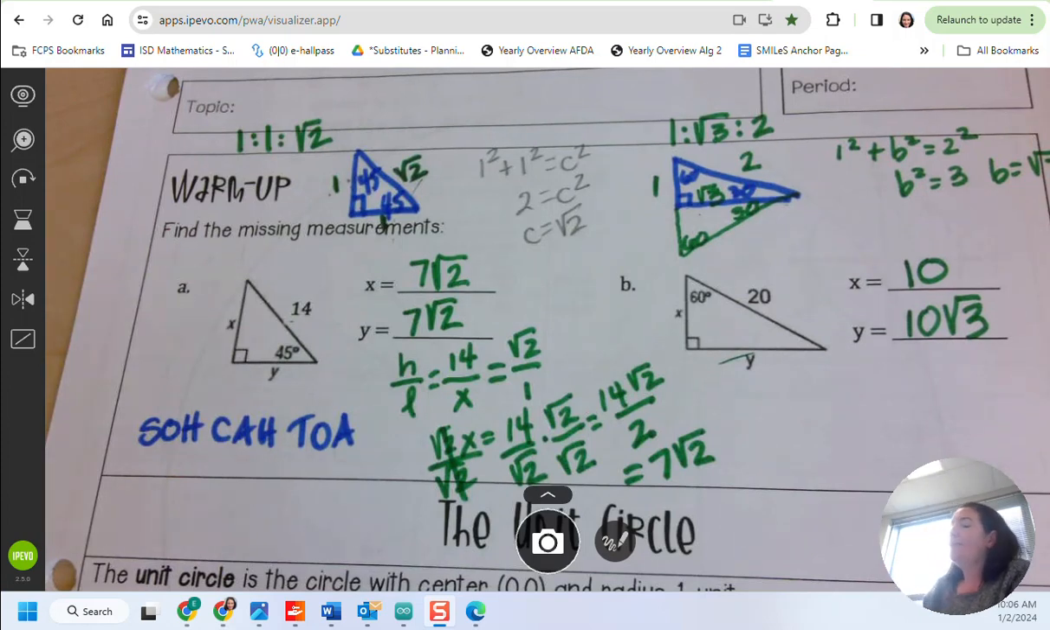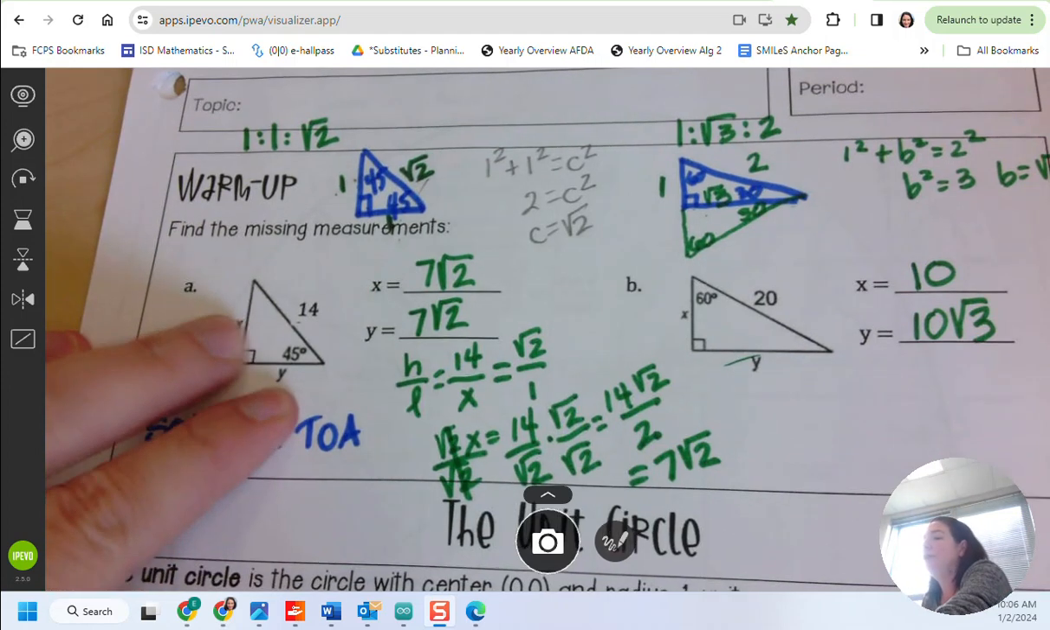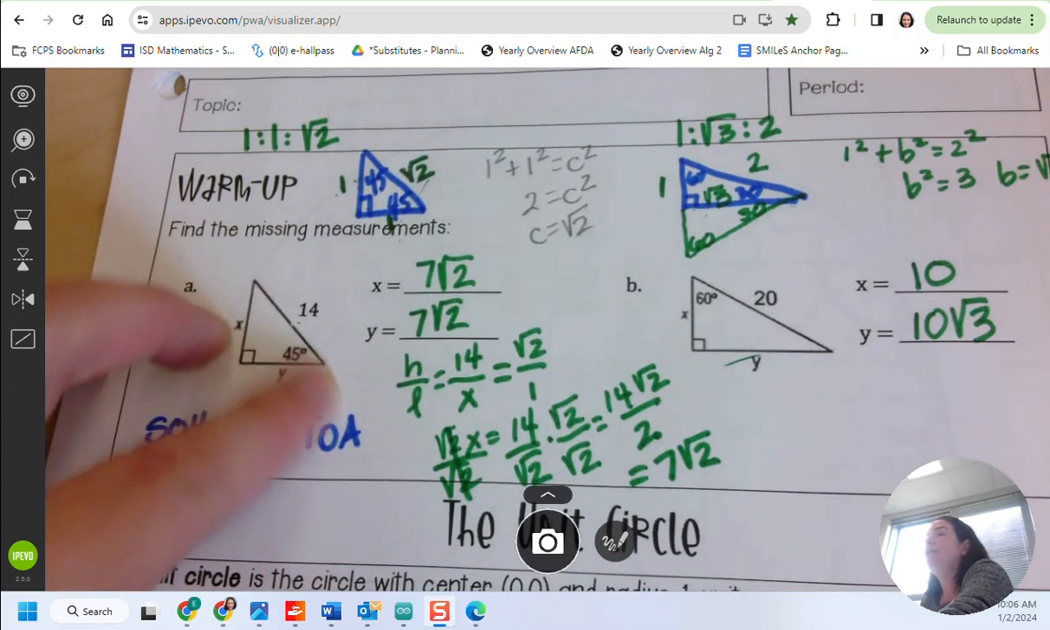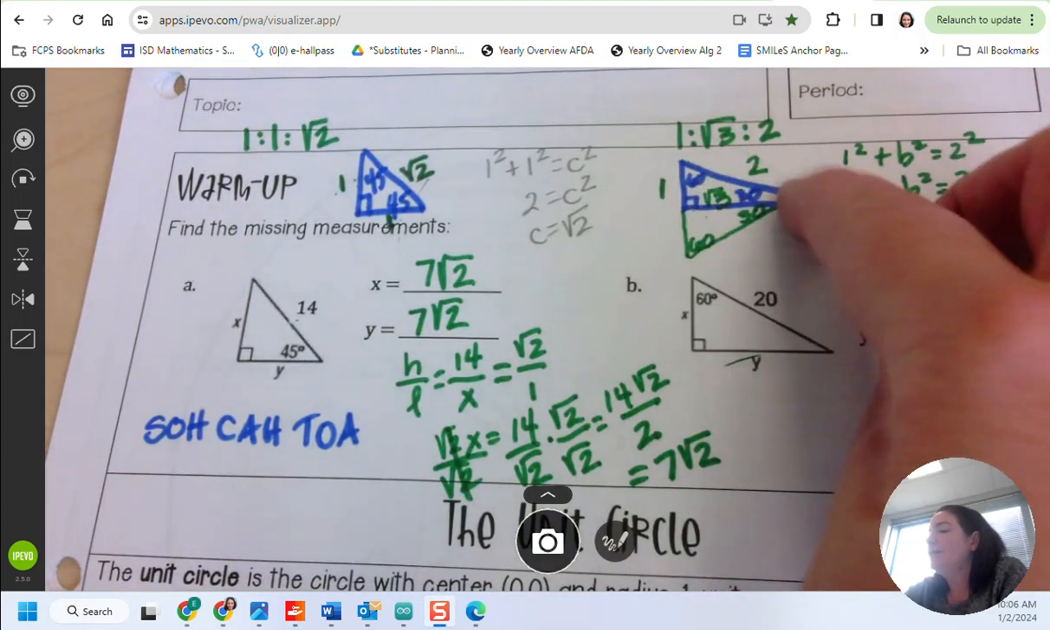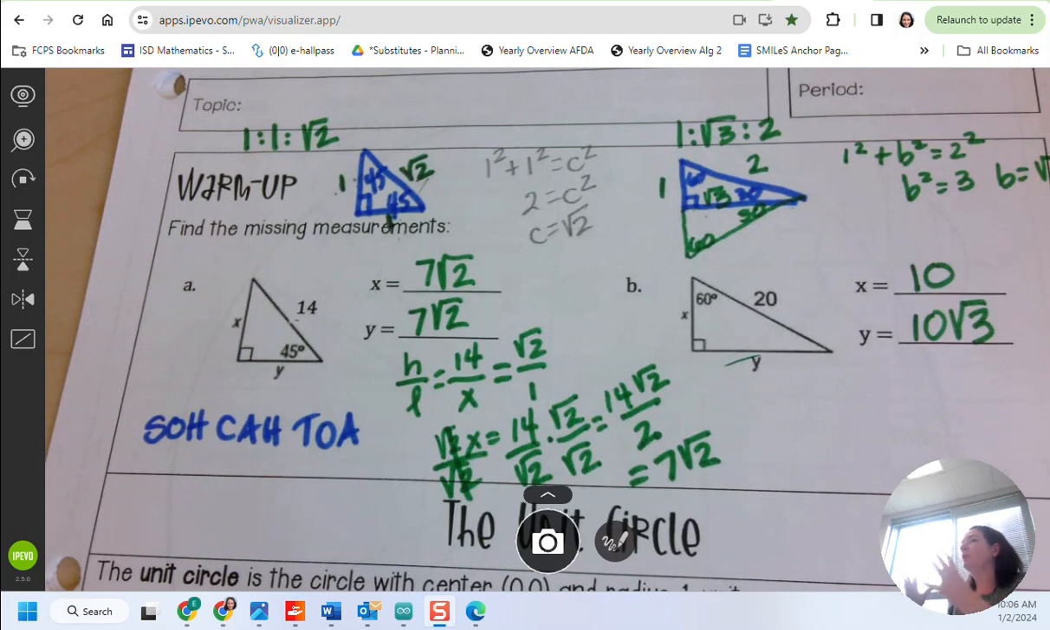Okay, so remember that for the 45, 45, 90 triangle, it doesn't matter how big that triangle is. If the angles are 45, 45, and 90, they're always going to have that proportion of their sides. The two legs are equal. The hypotenuse is equal to the leg times root 2. And the same thing with the 30, 60, 90 triangle. No matter how big it is, those proportions will hold true. Does anybody have a question I can answer about the warm-up?